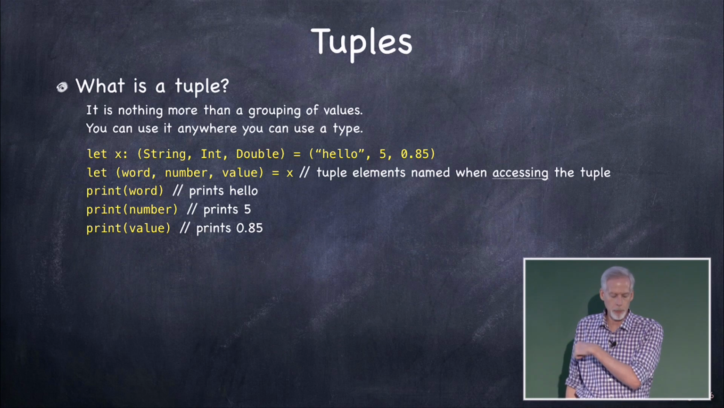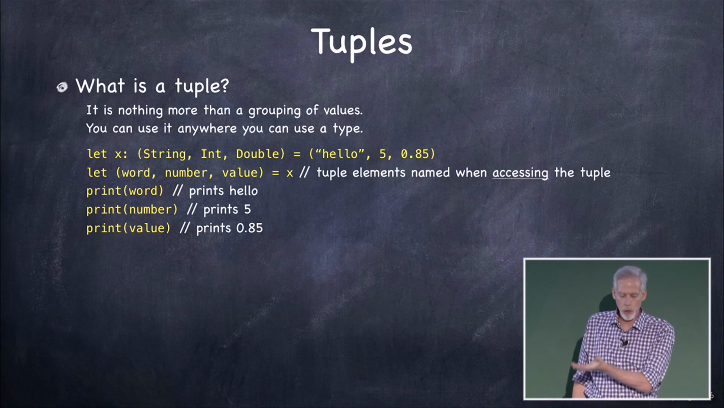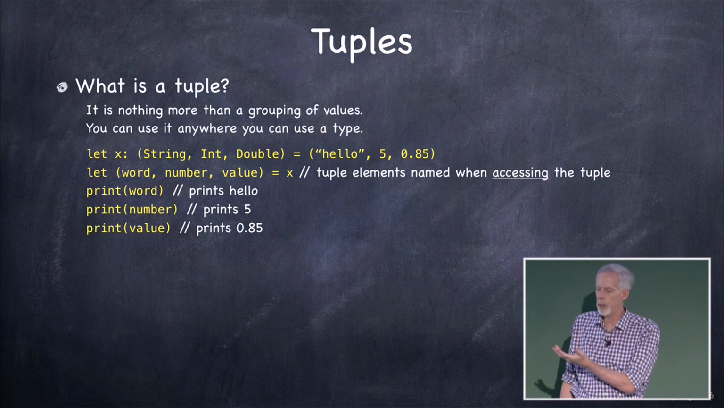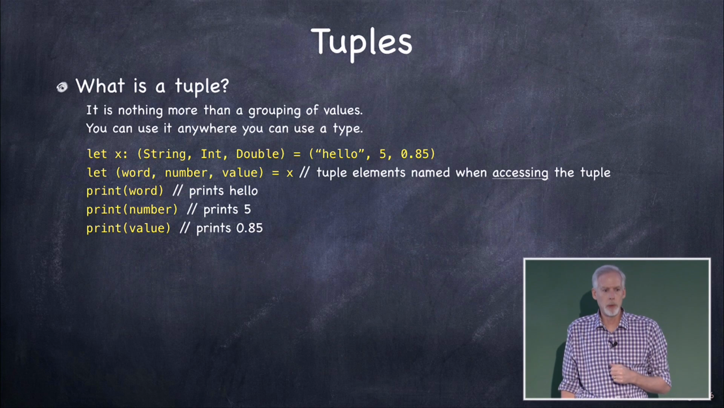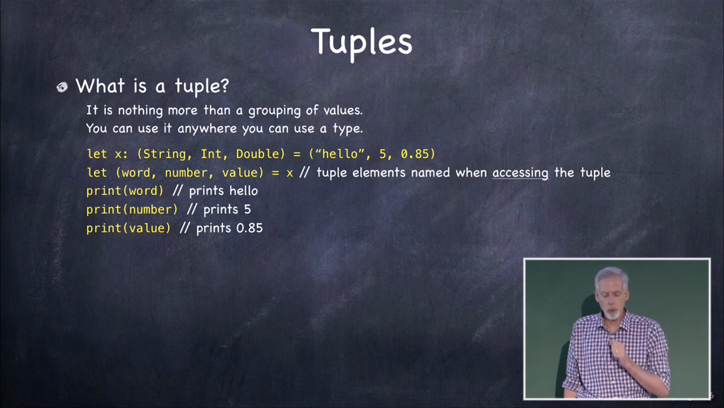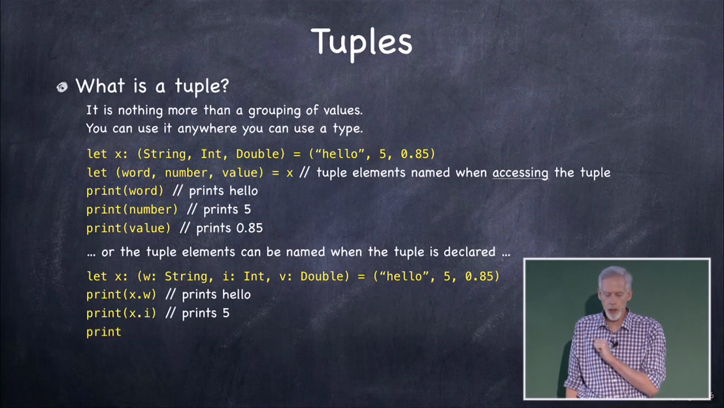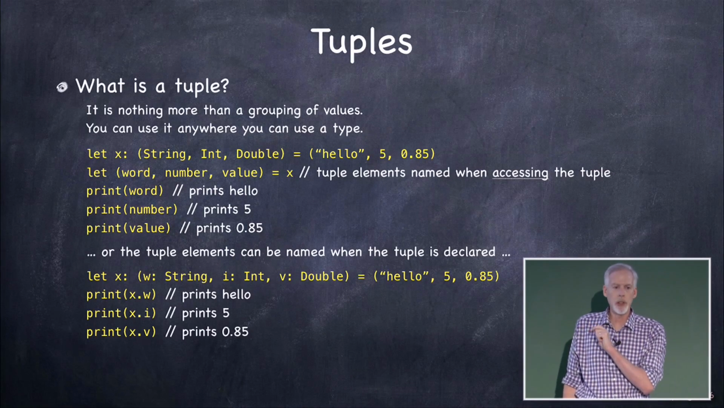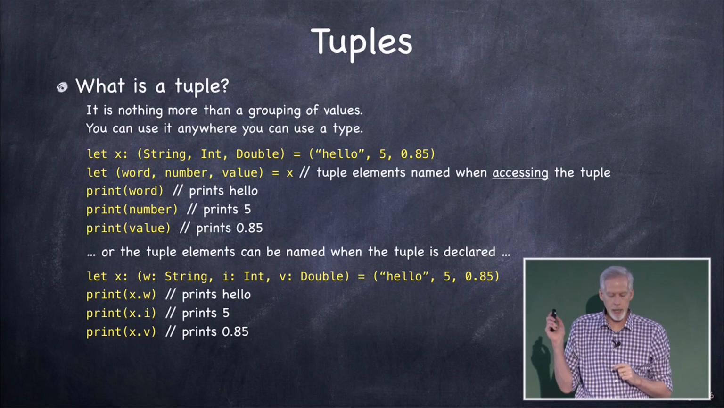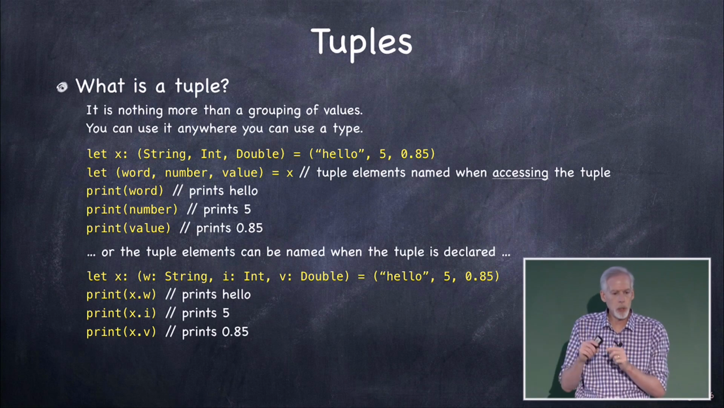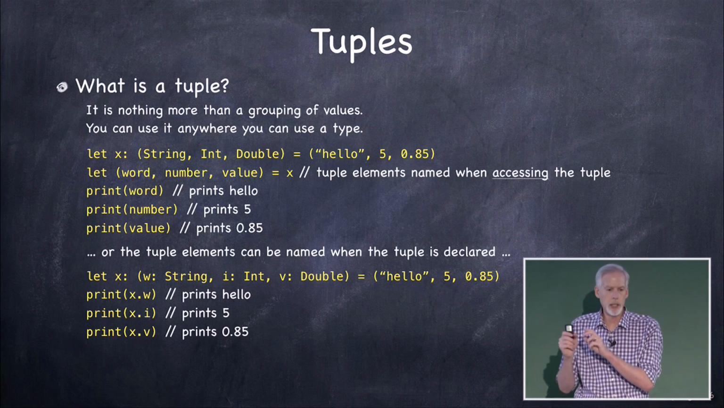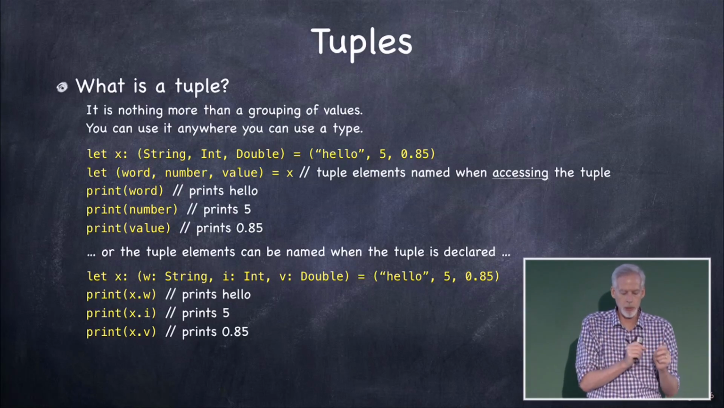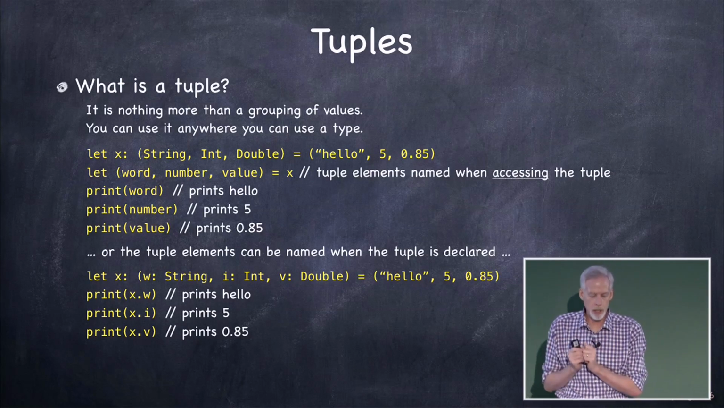So now you could print them out. Print word, print number, print value. Word would be of type string, number would be of type int, and value would be of type double. Okay, another way to do it is when you create the tuple, okay, you can name each of the things in the tuple. So here I'm letting x this time be w colon string, i colon int, v colon double. I'm giving the names w, i, and v to the things inside the tuple.